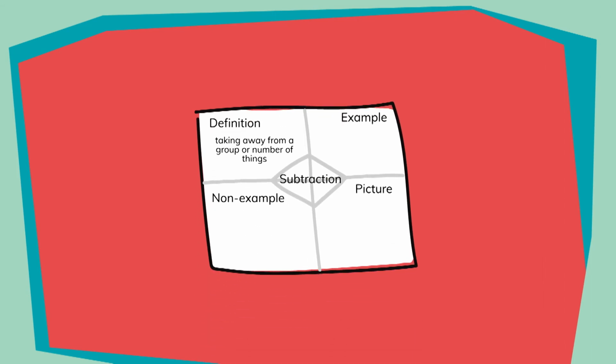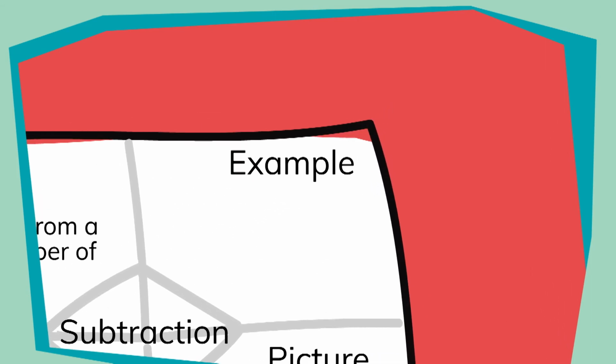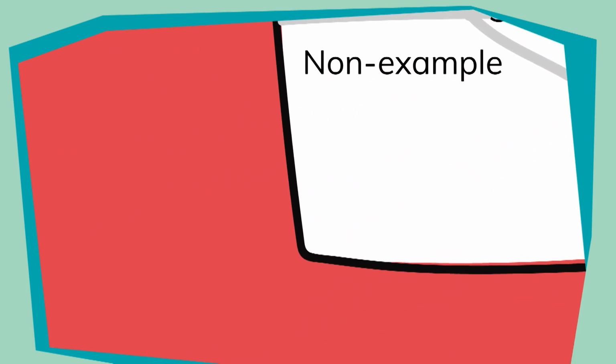Splat and I want to help you finish your Frayer model about subtraction. Let's add to the rectangle that says example. An example of subtraction could be 16 take away 8, because that would show taking away 8 from 16. We'll give you time to add that to your chart. Now, let's think about a non-example, or what subtraction is not. You could write 10 plus 10 as a non-example, since this would be adding two groups of things together. We'll give you some time to add this to your chart.